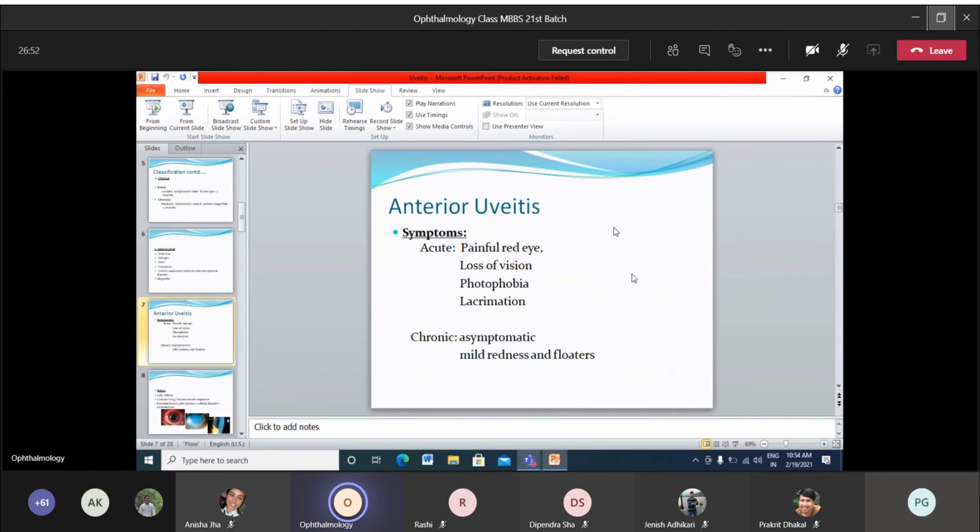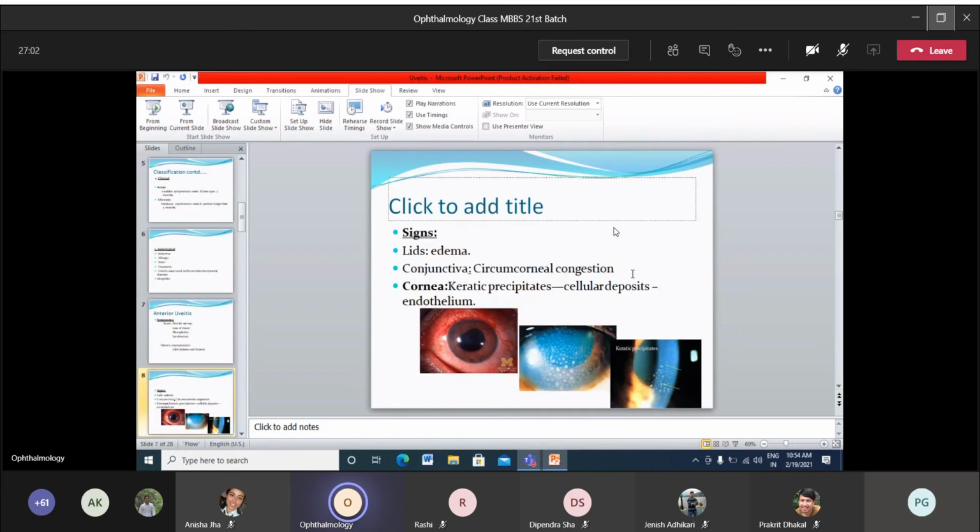So acute is more important, where the patient will complain of sudden and painful loss of vision. There's photophobia, there's lacrimation. Now coming to the signs. When you examine the patient, you can see lid edema. The lid will be swollen, and in the conjunctiva, there'll be circumcorneal congestion.